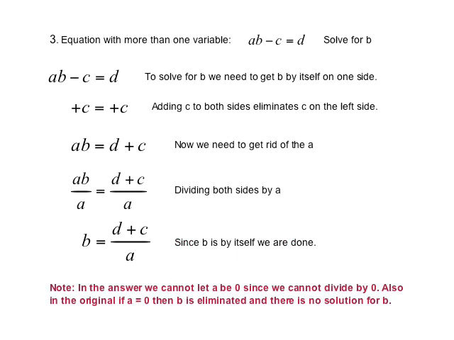Note, in the answer above, we cannot let A be 0 since we cannot divide by 0. Also, in the original, if A equals 0, then B is eliminated, and there is no solution for B. This fact that we cannot divide by 0 causes us a lot of problems in algebra, and it's something we always have to consider because it can pop up in any type of algebraic expression or equation.